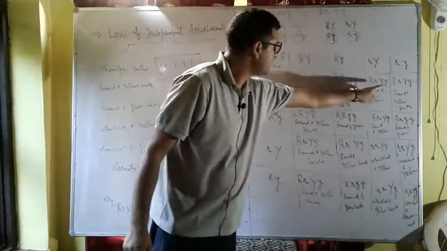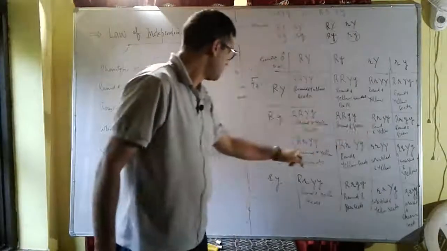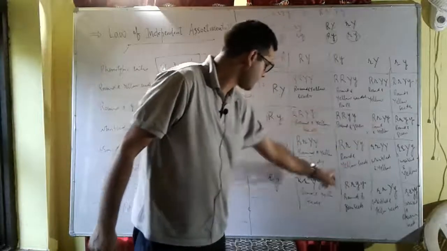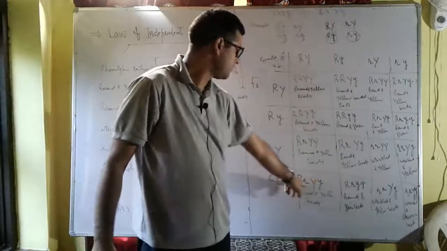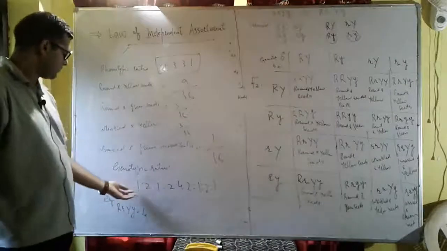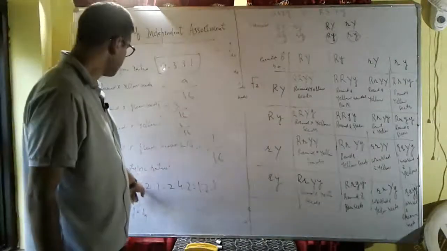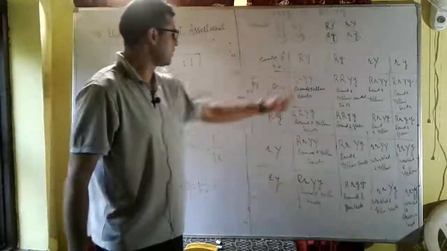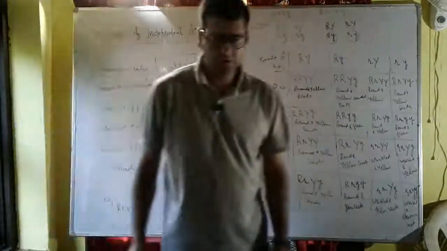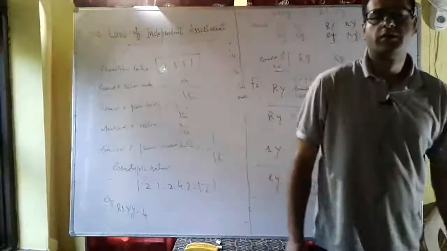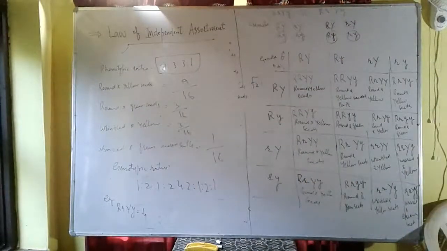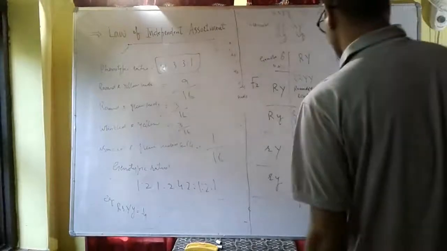Capital or small, so this is 1, this is 2nd, this is 3rd, this is 4th. So like others, for example, we have 1 is capital R, small y. This is what is called the genotypic ratio.